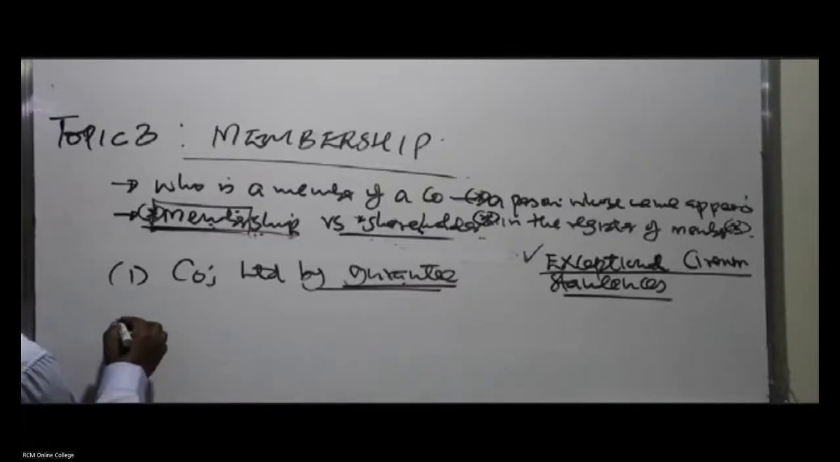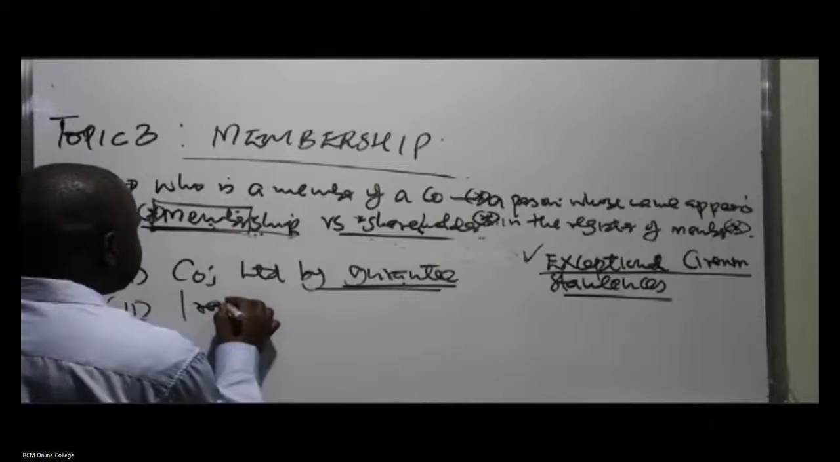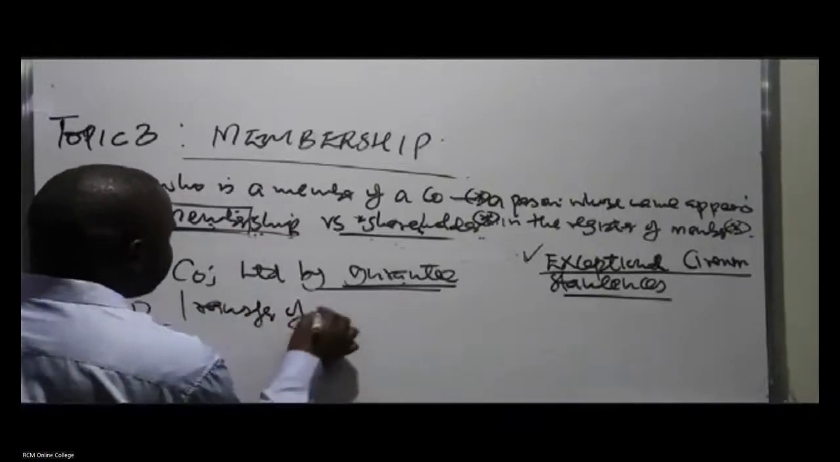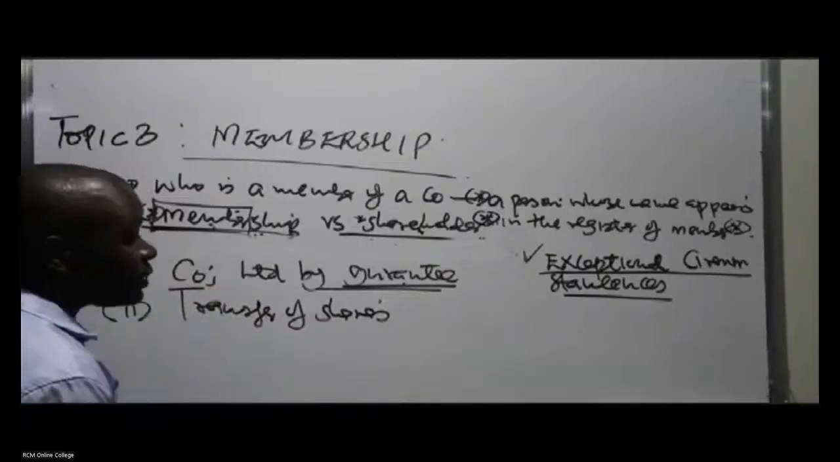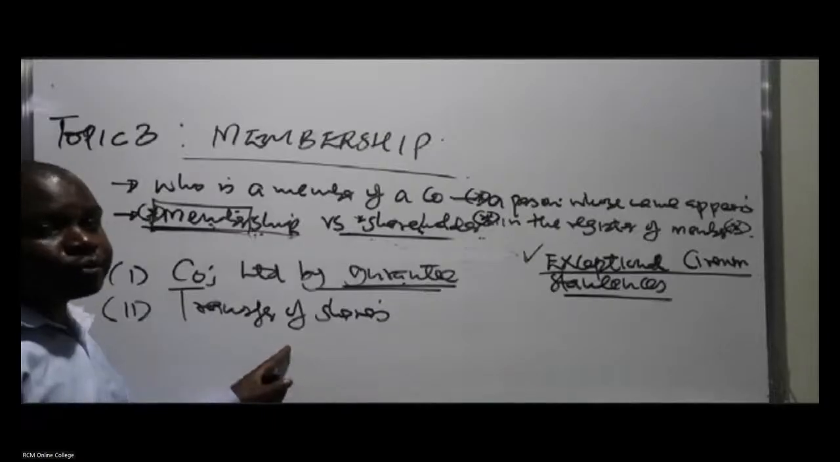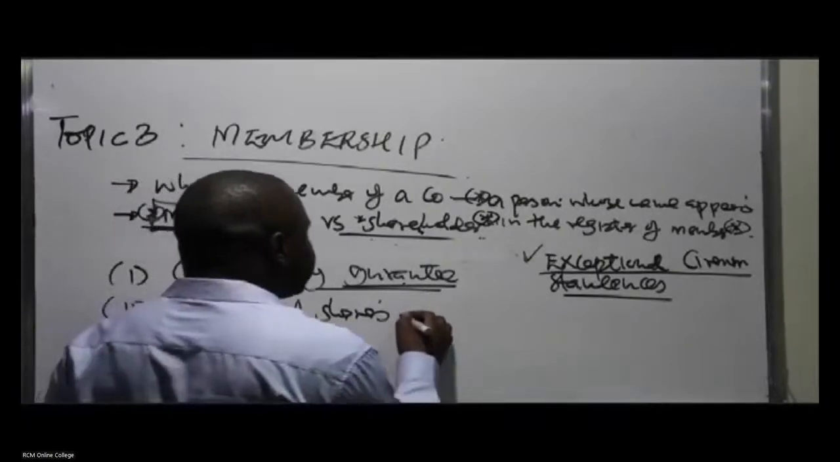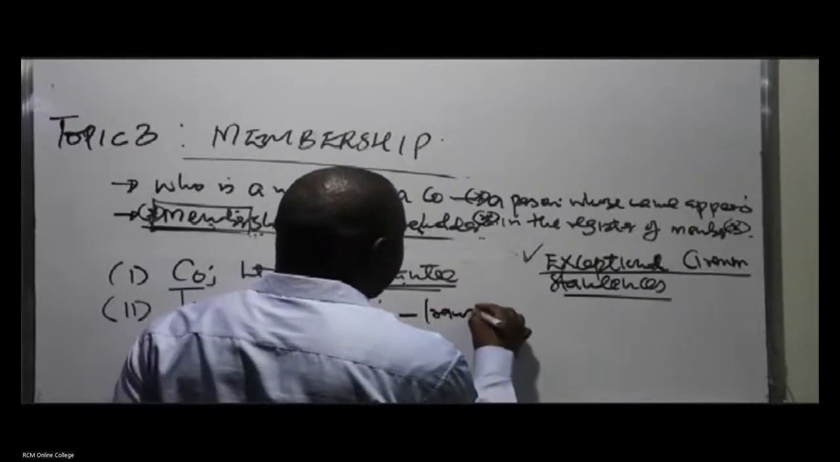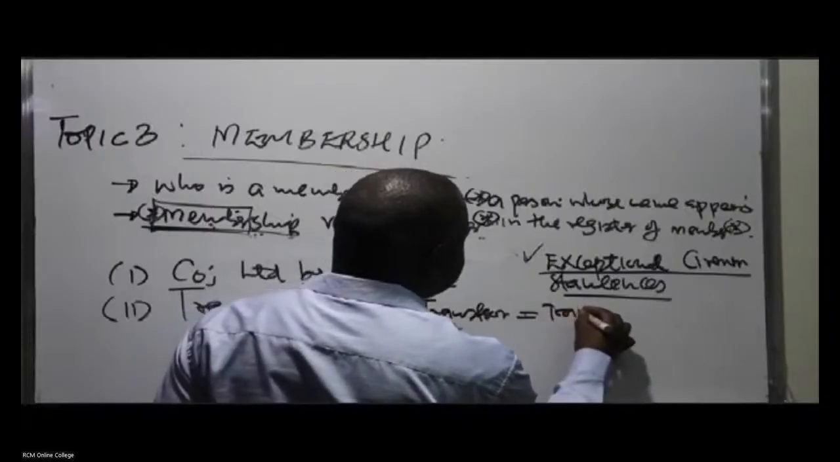Another exceptional situation or circumstance, number two, is under what we refer to as the transfer of shares. Of course, you will learn more about this. A transfer of shares is an agreement or a contract between two parties to transfer shares amongst themselves. One of the parties there is normally known as the transferor, and the other party is the transferee.